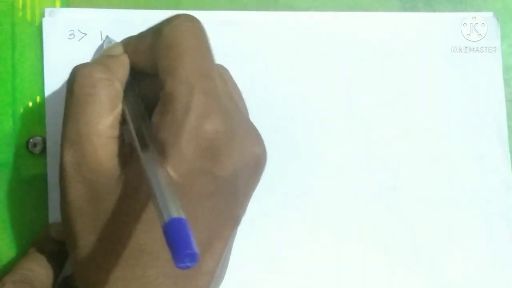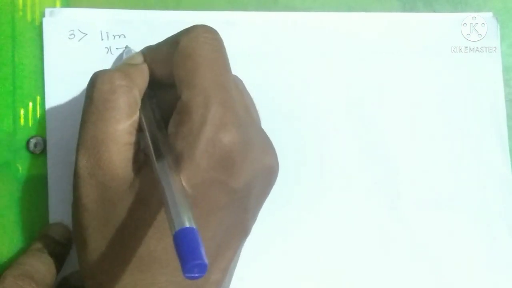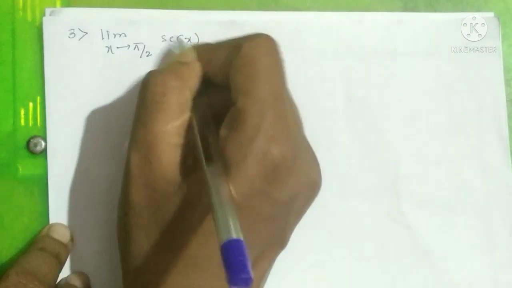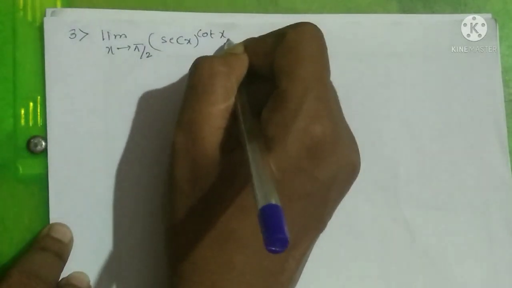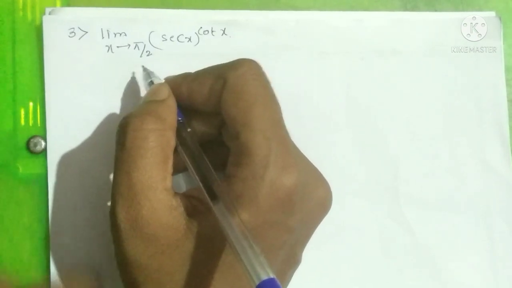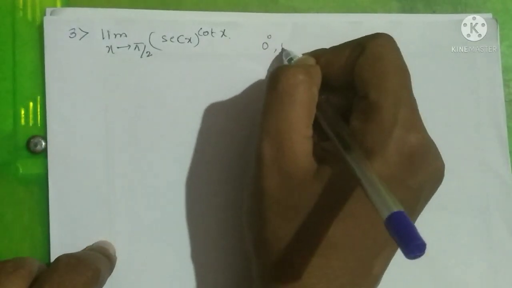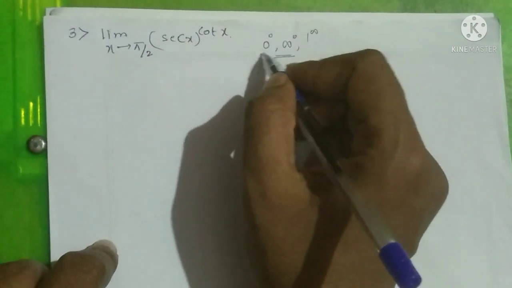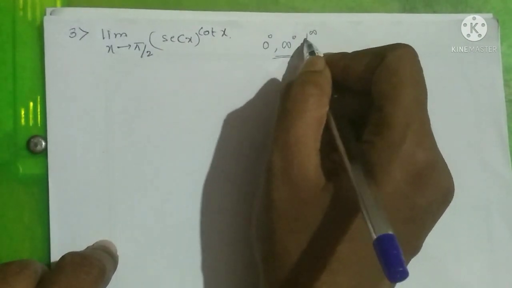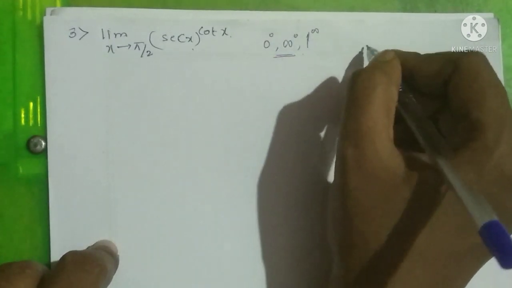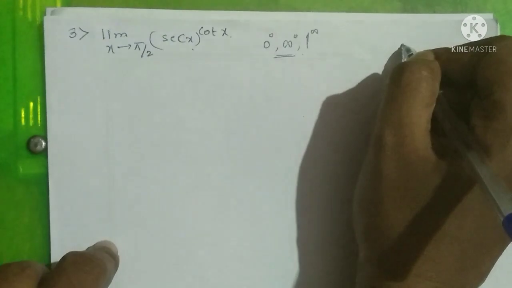Next problem: limit x tends to pi by 2 of (secant x) whole to the power of cot x. Observe here, we don't know which form it is. Either it can be 0 to the power of 0, infinity to the power of 0, or 1 to the power of infinity. First we have to confirm which type of indeterminate form it is. So first, substitute the limit in the given function.